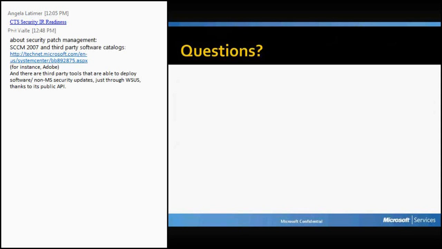As Phil points out in the chat, there's one approach to managing third-party updates. The specific path the customer takes is less important than that they have a path, and that they are both deploying the updates and checking after the fact that they are properly deployed and effective. So, other questions, comments, concerns?